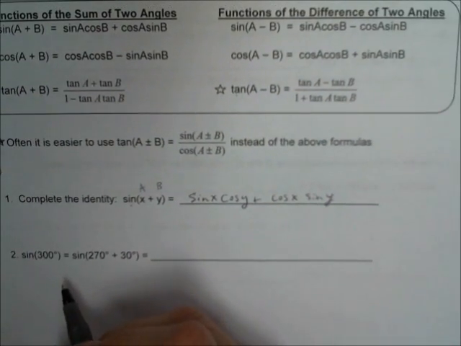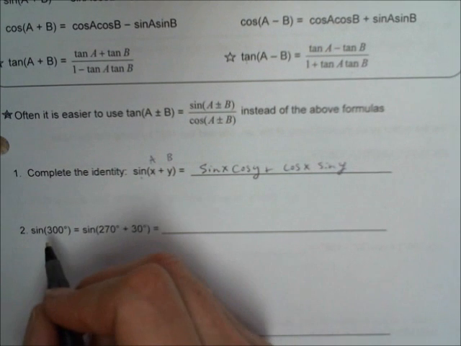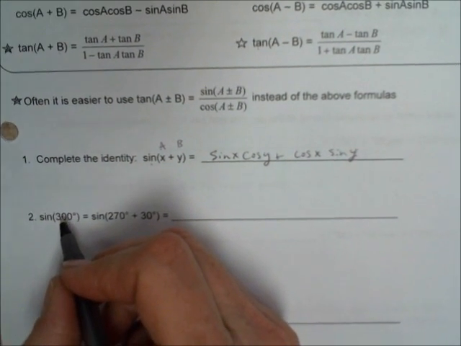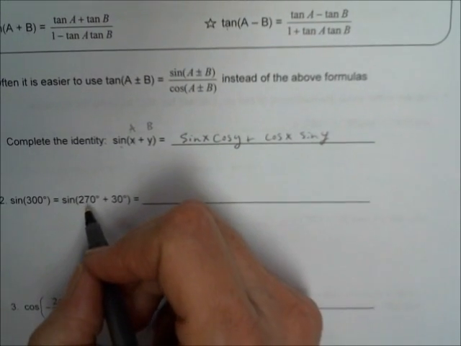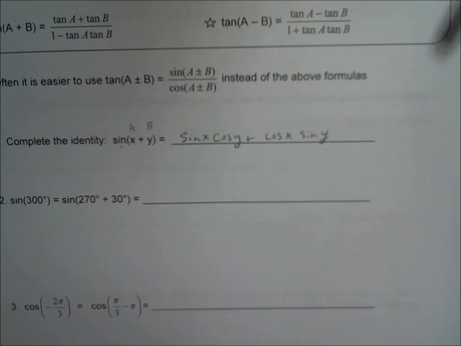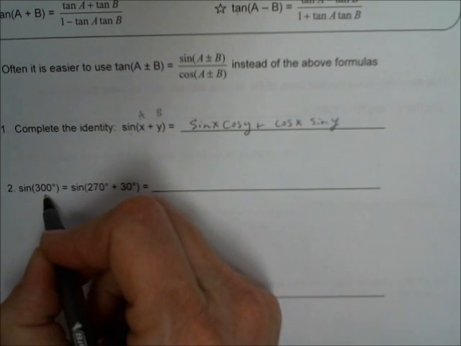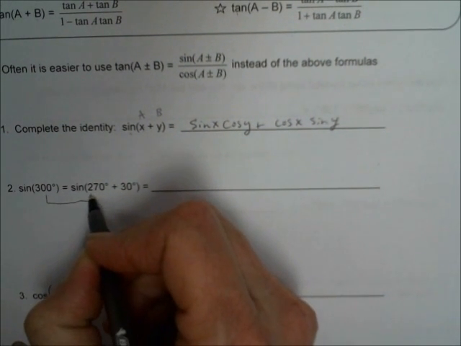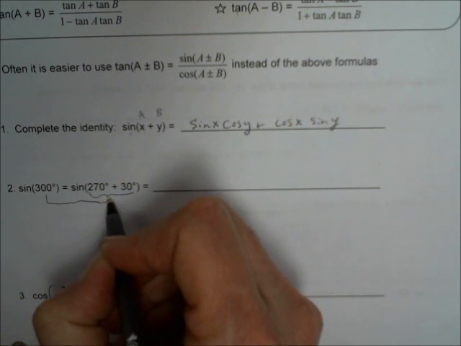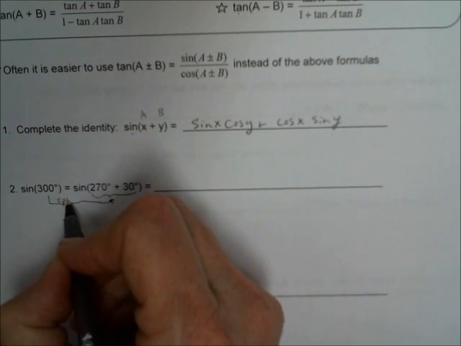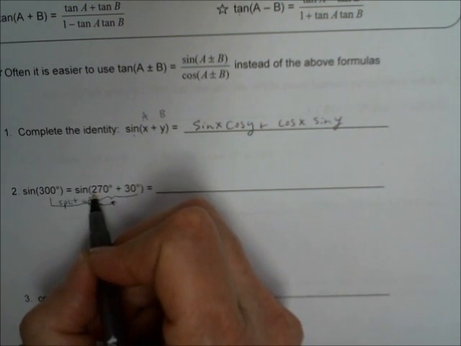And in the second example, instead of having letters, we have actual numbers. Well, maybe we want to find the sine of 300 degrees, and we're not sure what that is, but we do know the sine of 270 and the sine of 30 and the cosine of 270 and the cosine of 30. So what we're going to do is split 300 up into 270 plus 30, because they're equal to each other.